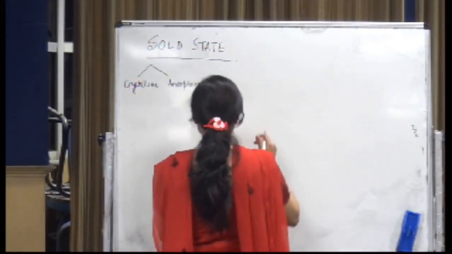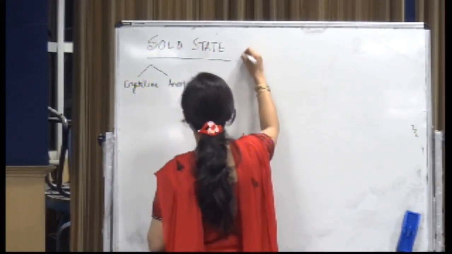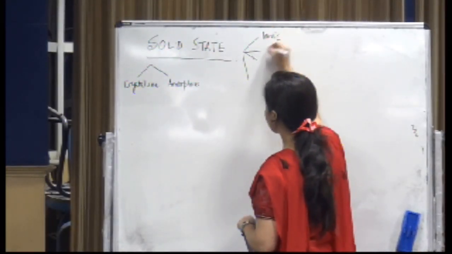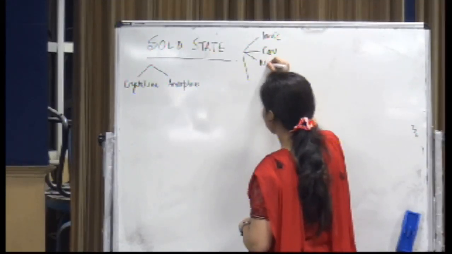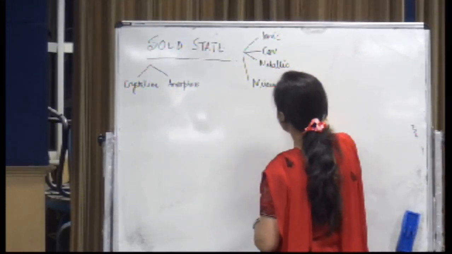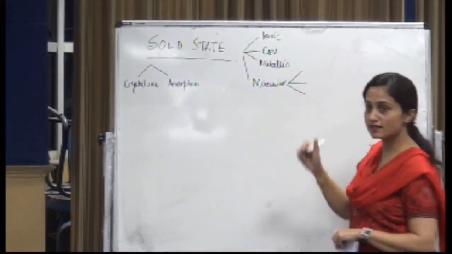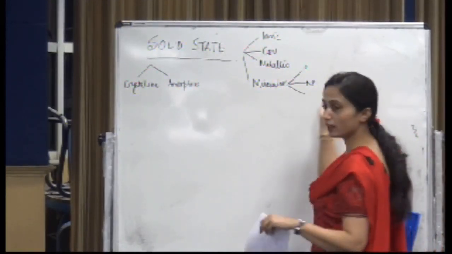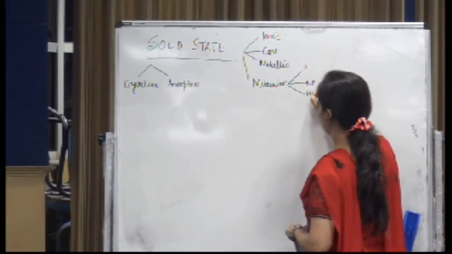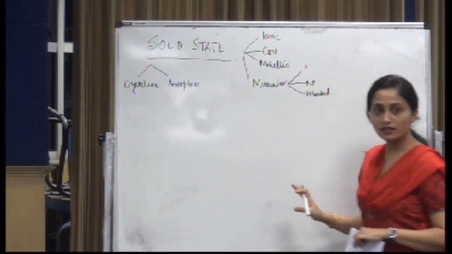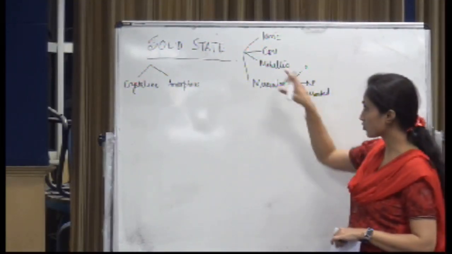Then we talked about, based on the molecular forces, there are different types. So I'm not going to discuss them again. Ionic, you have covalent, you have metallic, and you have molecular. And when you talk about the molecular solids, you again have different types: polar, non-polar, and hydrogen bonded solids. This is all we had done last time. Some questions from this.